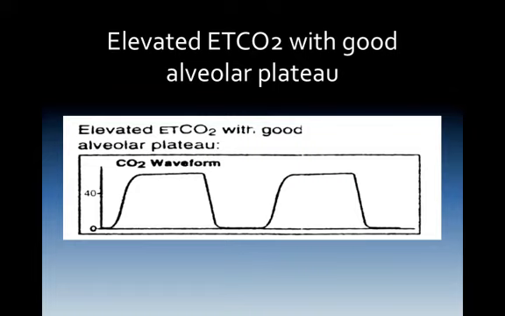Elevated end-tidal CO2 with good alveolar plateau. Hypoventilation, the patient isn't being ventilated enough due to their illness, injury, or their ventilations. Hyperthermia, pain, shivering, and an increase in metabolism could also do this. More cellular tailpipes producing CO2.